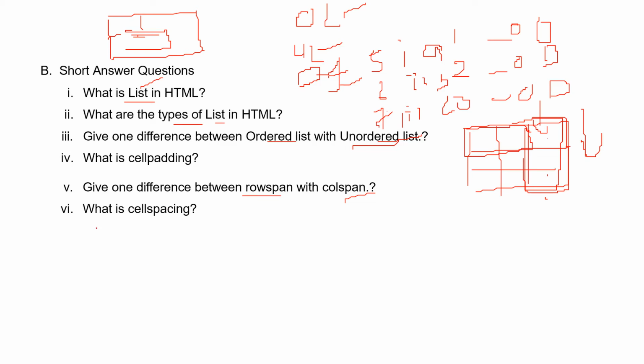What is cell spacing? Cell spacing is this. This is the cell and this is the cell. So what is the distance between these two cells? It is the cell spacing.